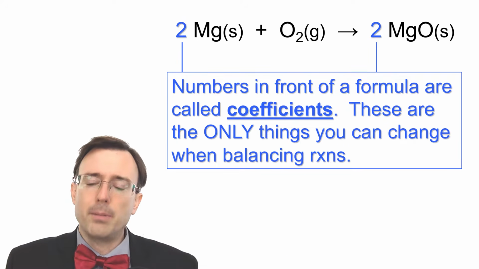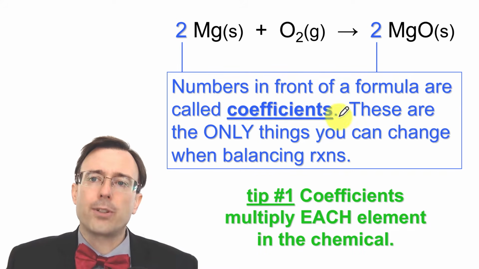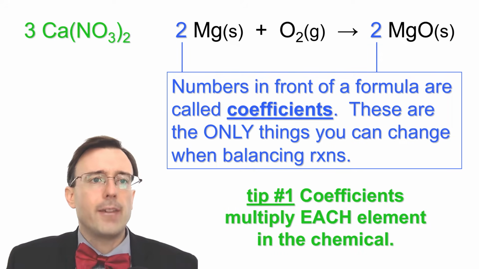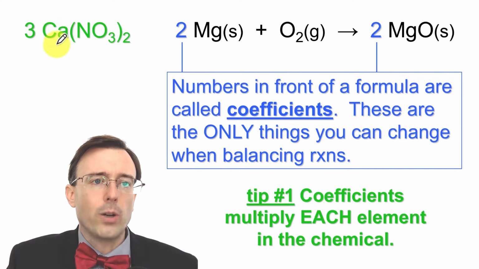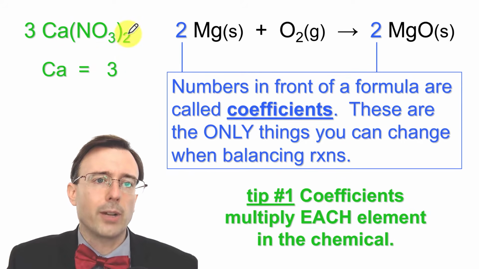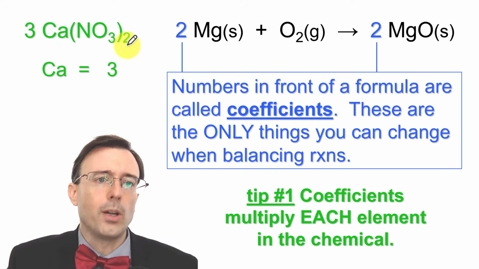And how do they work? Keep in mind that these coefficients multiply every element in the chemical. So for example, up here, when you have 2 MgO, that means we have both 2 magnesiums and 2 oxygens on the right side of this chemical reaction. Let's try something a little bit more complicated. For example, if you have 3 calcium nitrates, we have, well, first of all, each calcium nitrate has 1 calcium. So that means we have 3 calciums in 3 calcium nitrates. And also, each calcium nitrate has 2 nitrates. Each nitrate has 1 nitrogen. And so in this case, we have 3 times 2, or 6 nitrogens in 3 calcium nitrates.